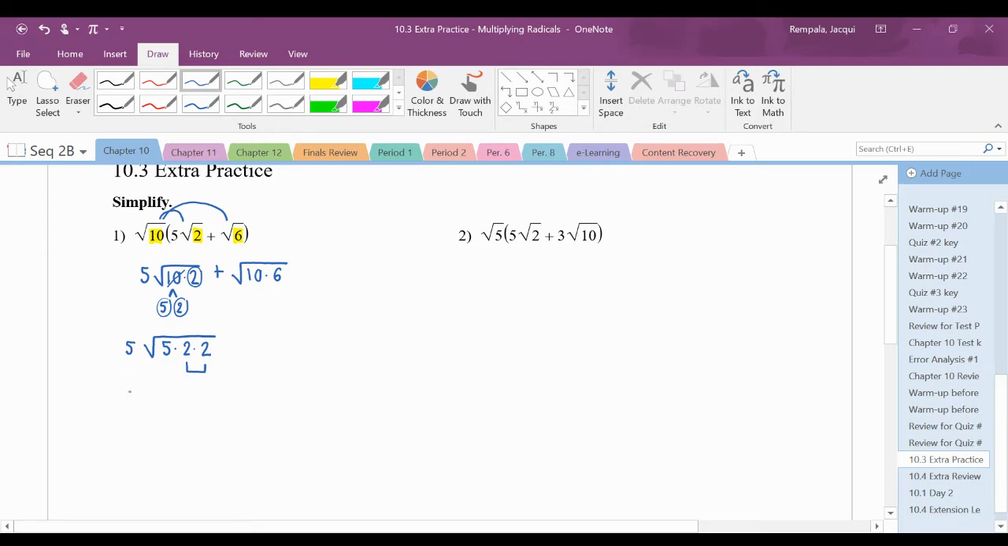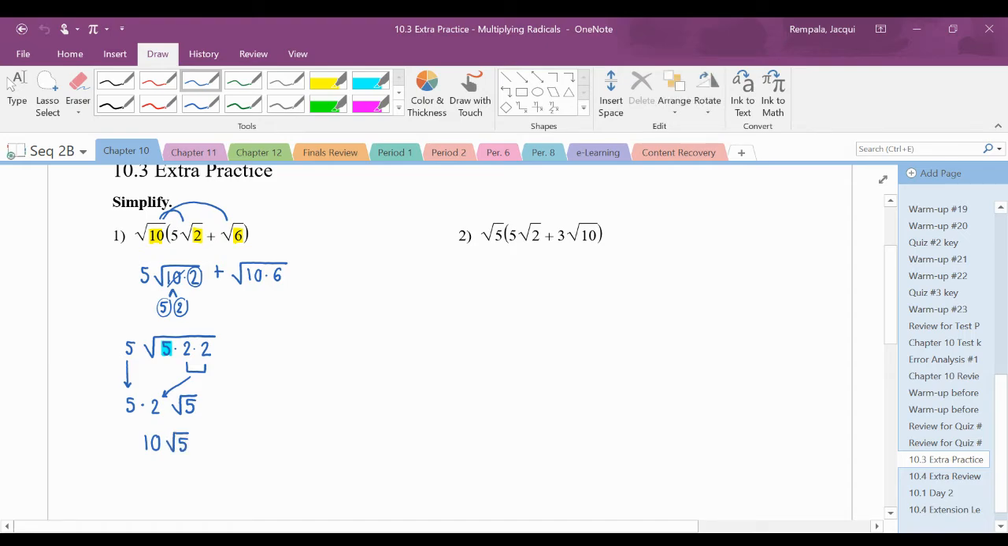So this original 5 now is going to be multiplied by the pair, but I only write that number once because I only have one pair. That single 5 that didn't have anything to pair up with has to stay under the square root. So notice that 5 times 2 on the outside is 10, and we have a 5 under the square root.